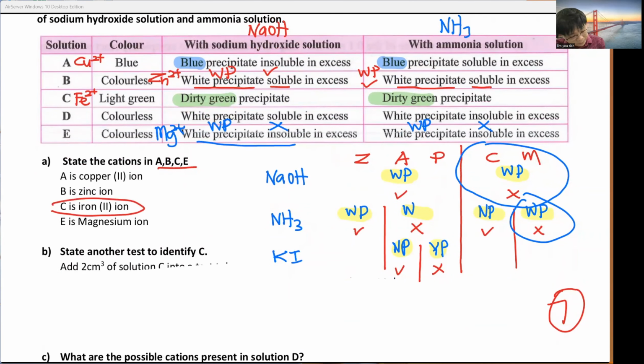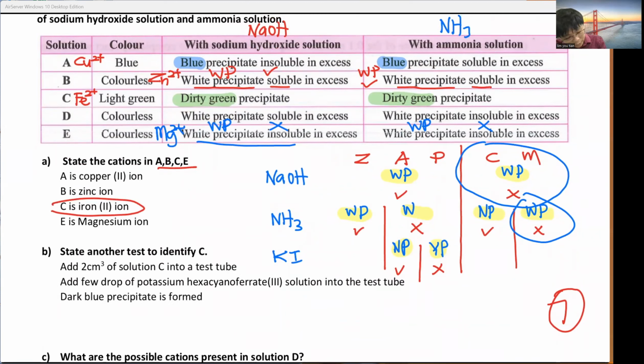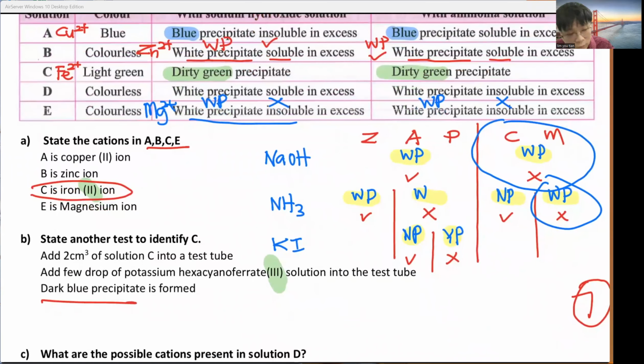So you just write, you use hexacyanoferrate(III). For iron(II), you use (III). It will give you dark blue. Like this, you don't need to memorize it. You know a dark blue precipitate will come out to confirm.